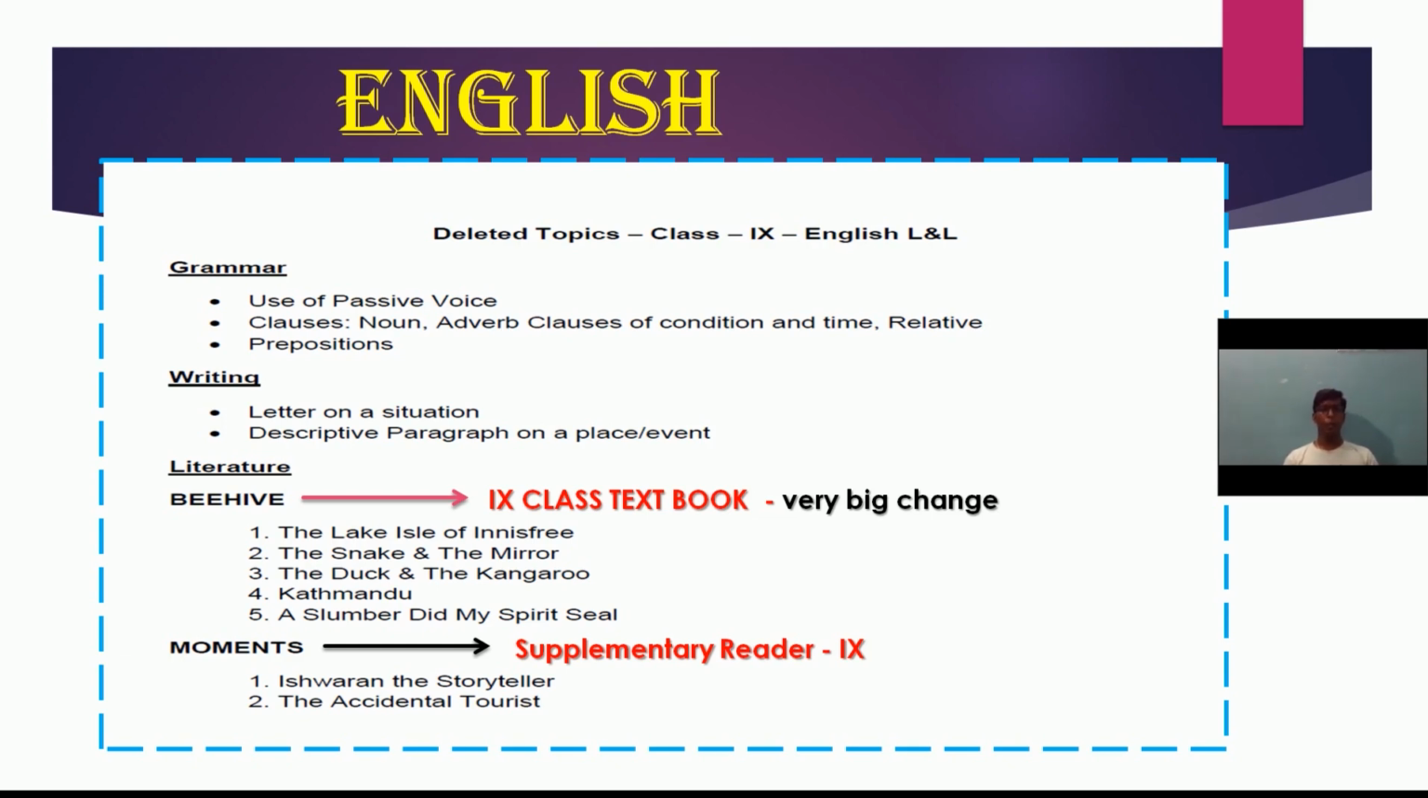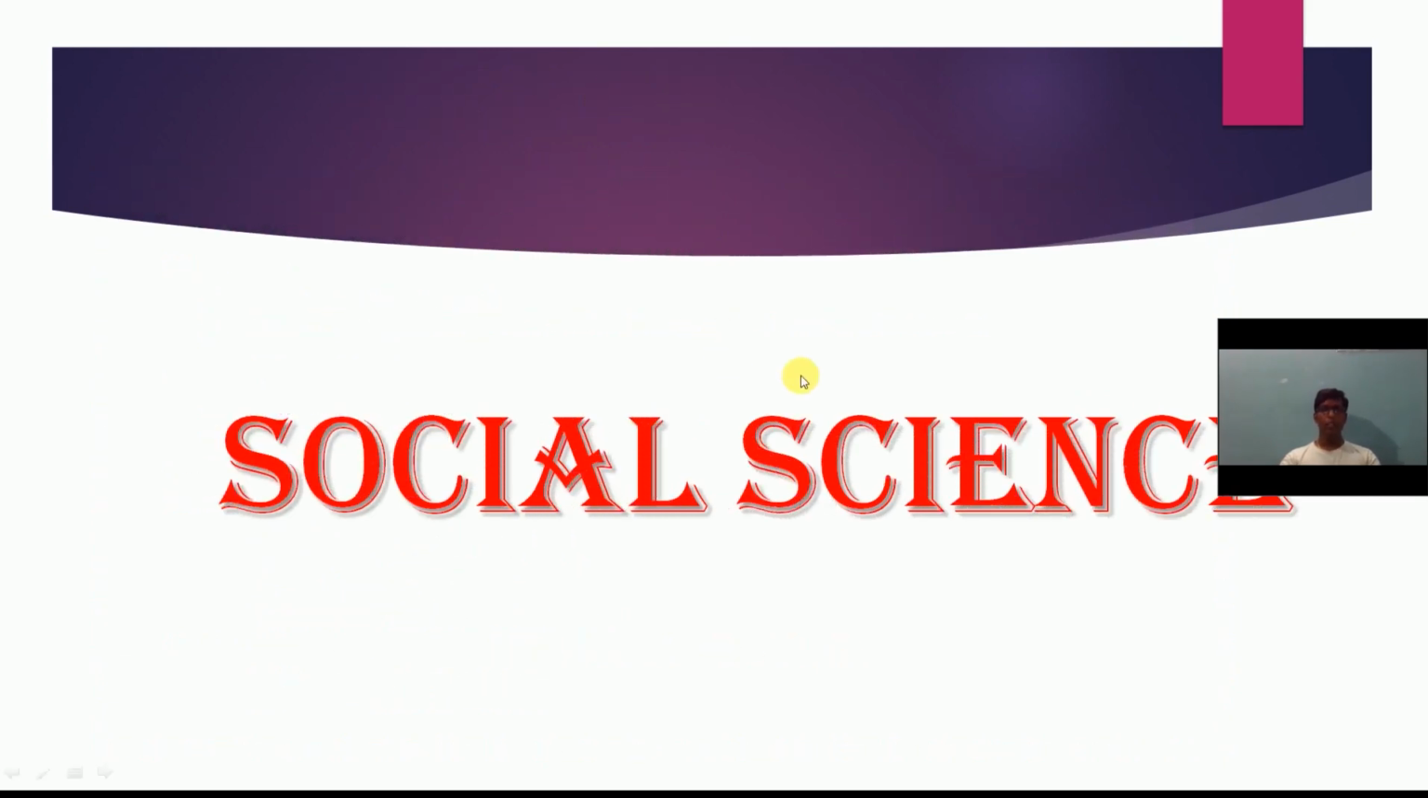Now coming to the literature, your textbook Beehive. It's a very big change we can observe from the ninth textbook: The Lake Isle of Innisfree, The Snake and the Mirror, The Duck and the Kangaroo, Kathmandu, and A Slumber Did My Spirit Seal. These five chapters have been removed. Next, coming to your supplementary reader: Iswaran the Storyteller and The Accidental Tourist. These two chapters have been removed from English.